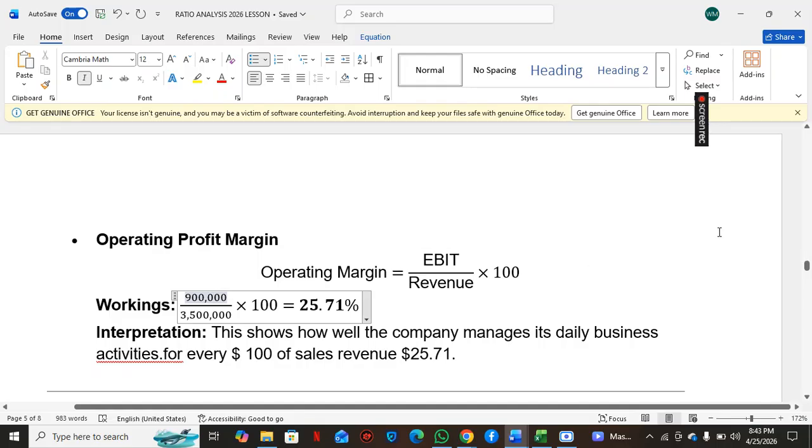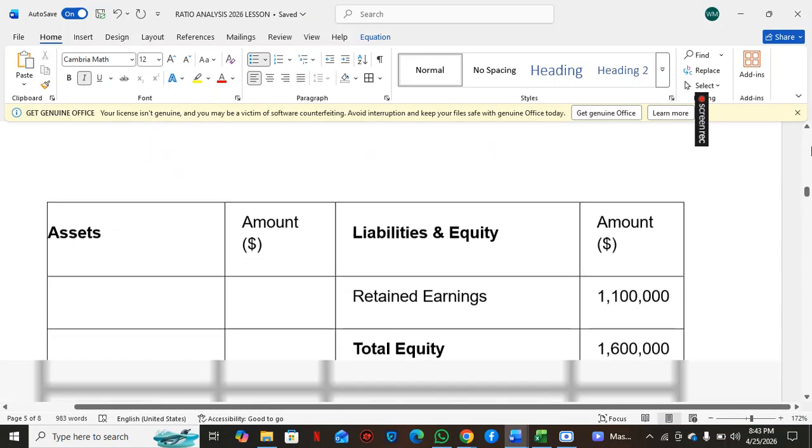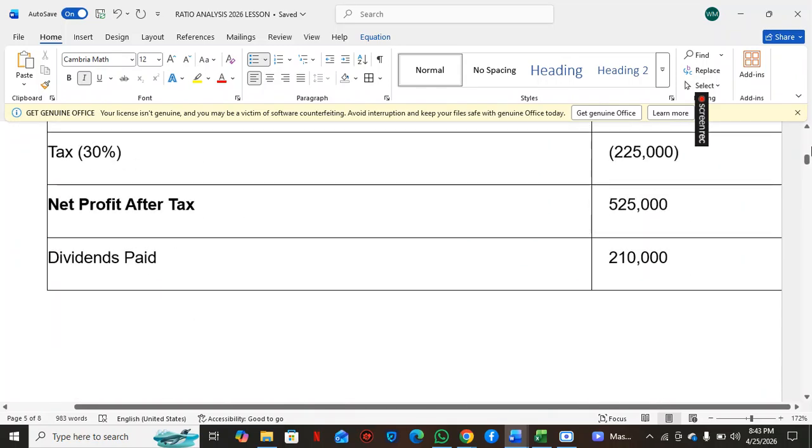So with all these margins, the increase of the profit should exceed the increase of the sales revenue. And one way to increase your profits is you have to deal with your costs. So for operating profit, you have to specifically deal with these operating costs.